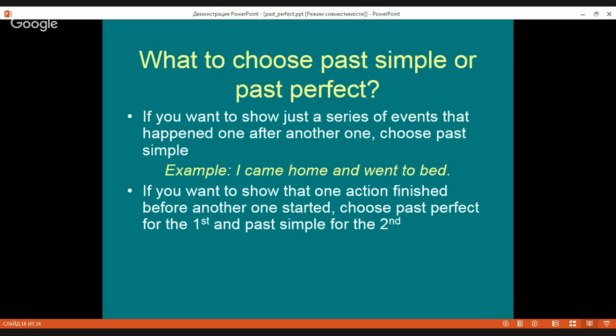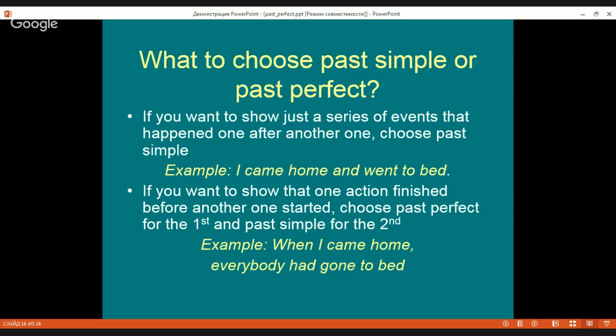But if you want to show that one action finished before another one started, choose past perfect for the first and past simple for the second. Look at this one. When I came home, everybody had gone to bed. It means that I met nobody, so I could go to the kitchen and open the fridge and eat alone.